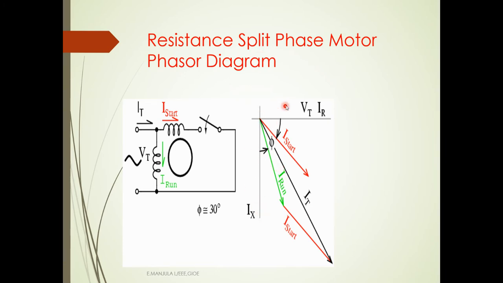You can see that the total actual current IT is resolved into two components, that is IR and IX.